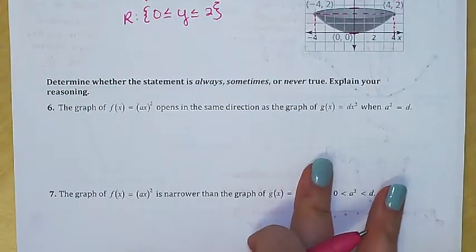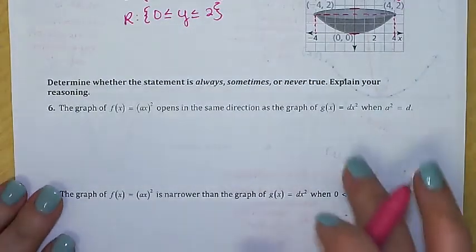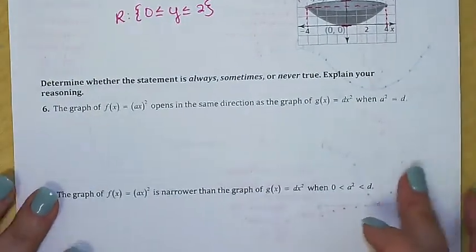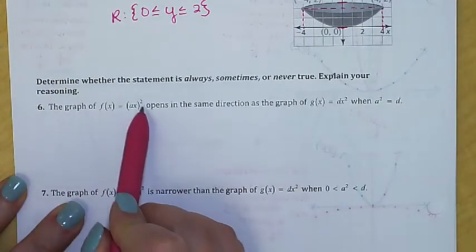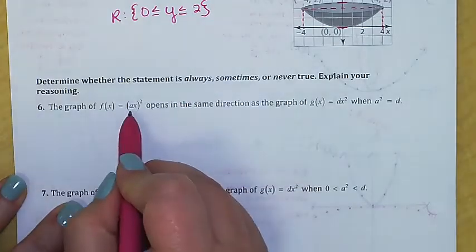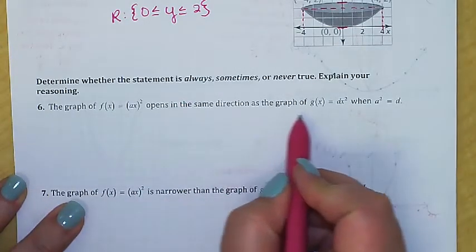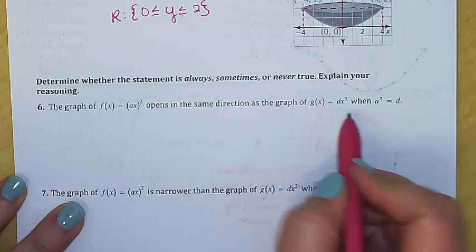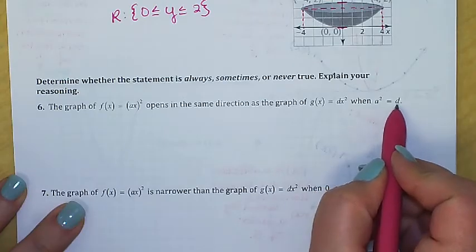Let's finish it out with a couple of those always, sometimes, never. Those are good thinking problems. So determine whether the statement is always, sometimes, or never true, and make sure you are ready to explain your thinking here. Okay, so it tells you here the graph of f of x, looking like this. This is the new one. Notice a is on the inside, opens in the same direction as the graph of g of x equals dx squared, where a squared is equal to d.